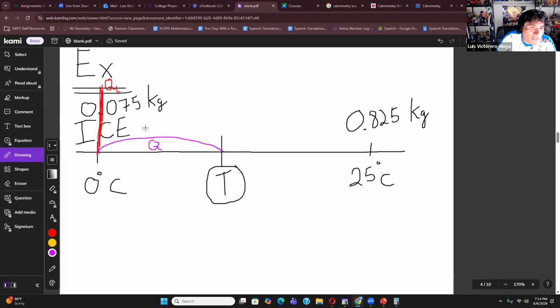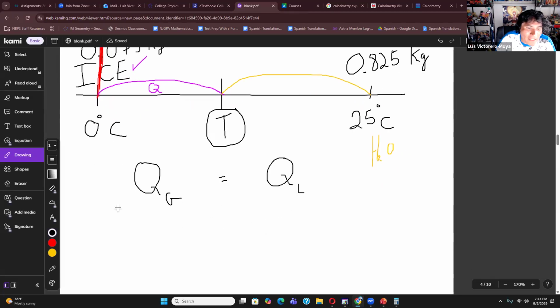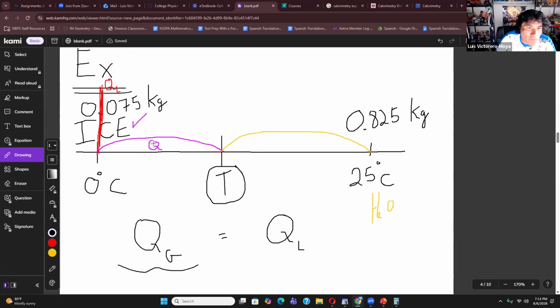So this plus this is for the ice. And then for the water, oh, this is water here. For the water, it just cools down to T. So the same idea. Q gain equals Q lost. But Q gain now is this plus this.